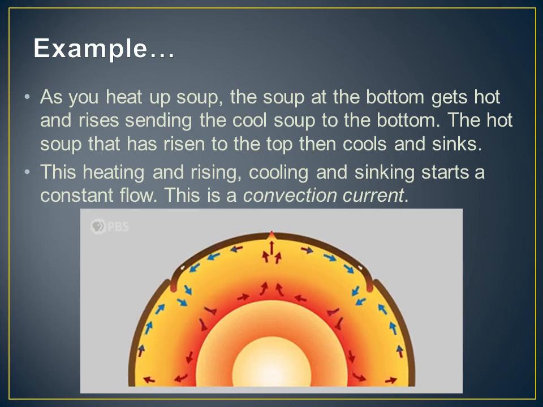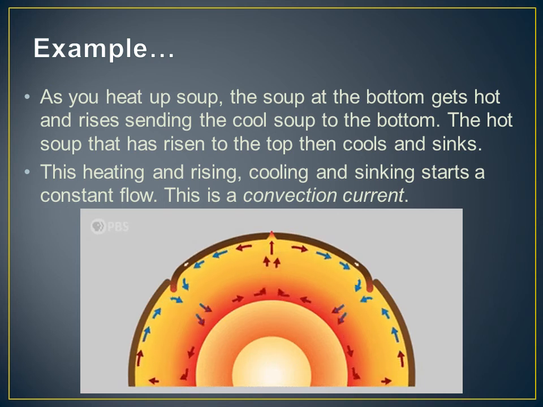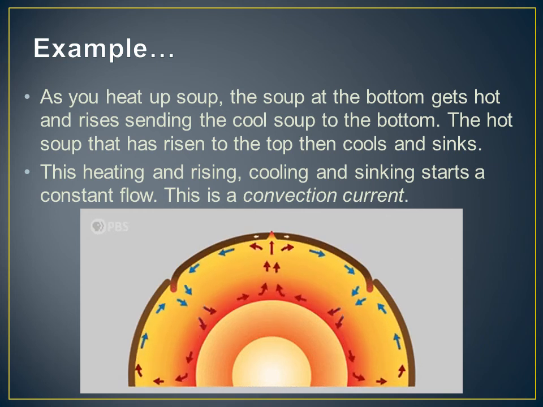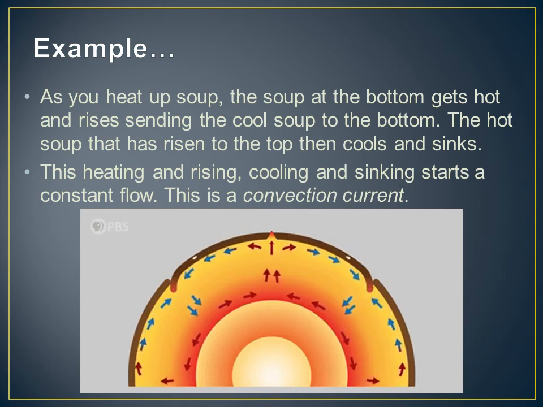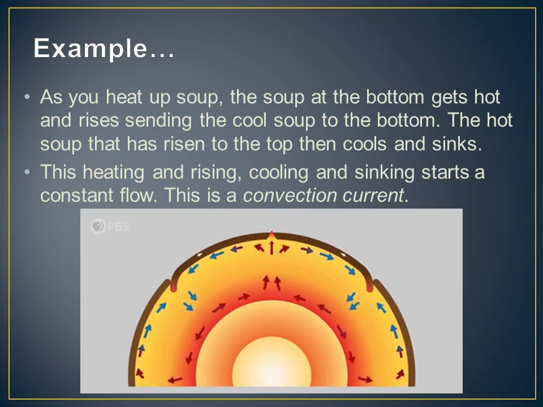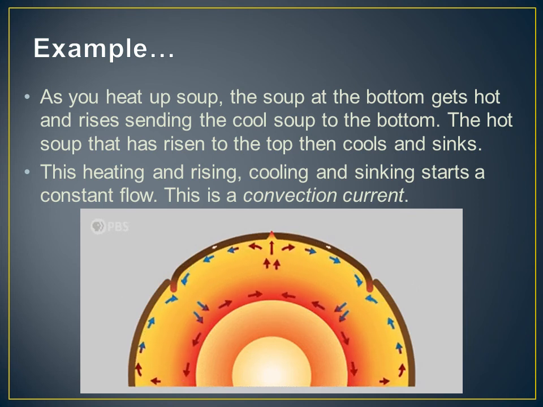So, this is just a little example here. Again, just to reiterate how this works, because it is quite a complex concept to wrap your head around. As you heat up soup, the soup at the bottom gets hot and rises, sending the cool soup to the bottom. The hot soup that has risen to the top then cools and sinks. Now this heating and rising, cooling and sinking starts a constant flow. And this constant flow is called a convection current.